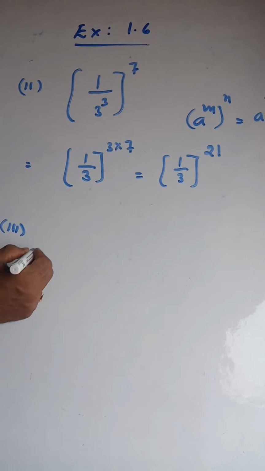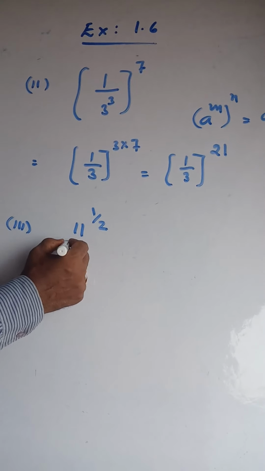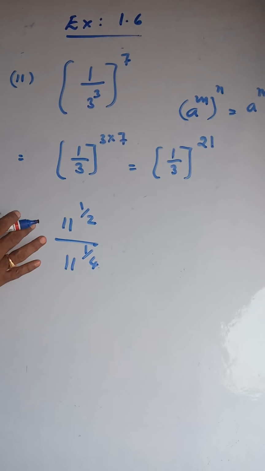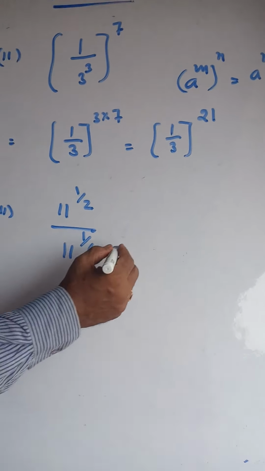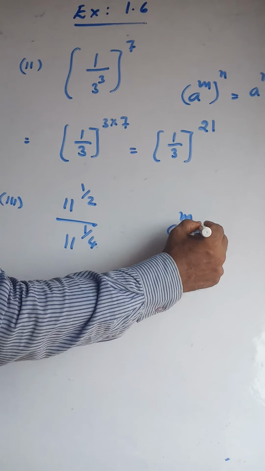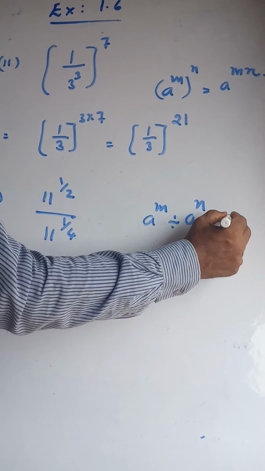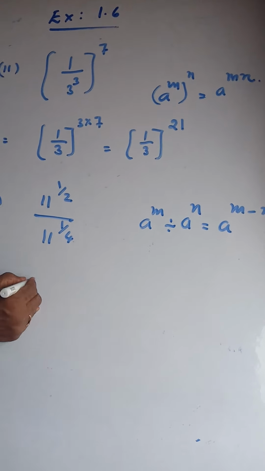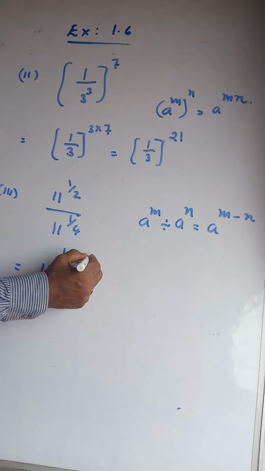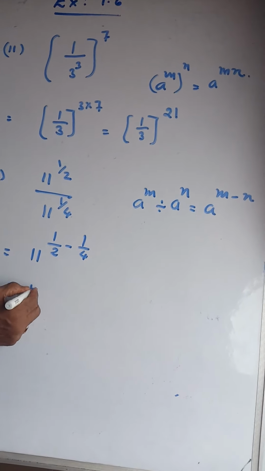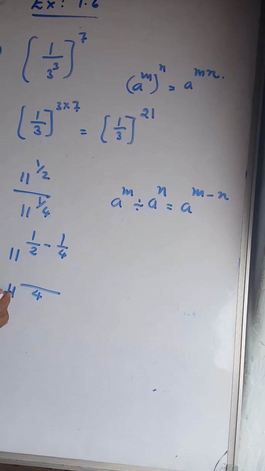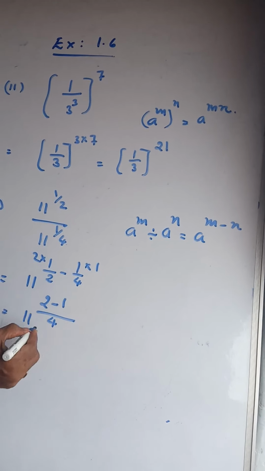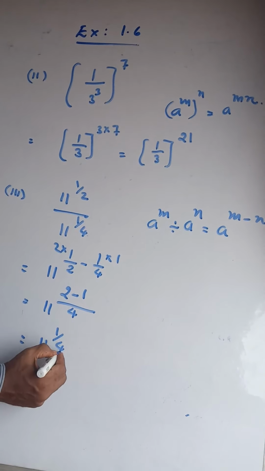Question number third. In the third question, 11 raised to the power 1 by 2 by 11 raised to the power 1 by 4. Here both the bases are same, exponents are different. We can use here a raised to the power of m by a raised to the power of n is a raised to the power of m minus n. That is 11 raised to the power of half minus 1 by 4. It is 11 raised to the power, 4 is the LCM. 2 2s are 4, 4 1s are 4, 2 minus 1, which is 11 raised to the power 1 by 4.